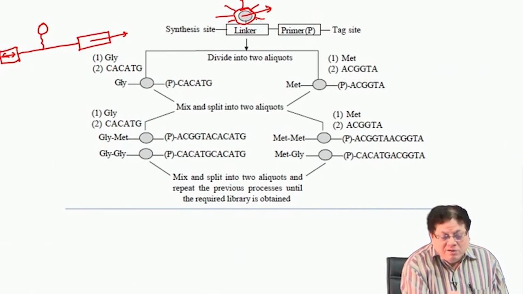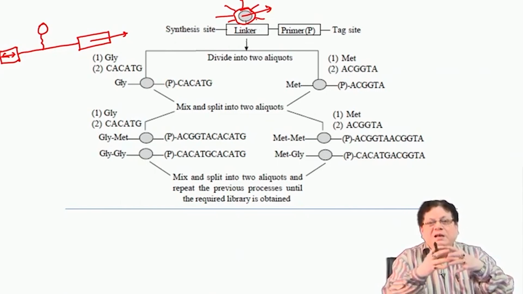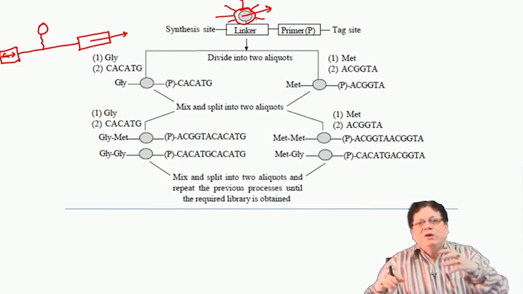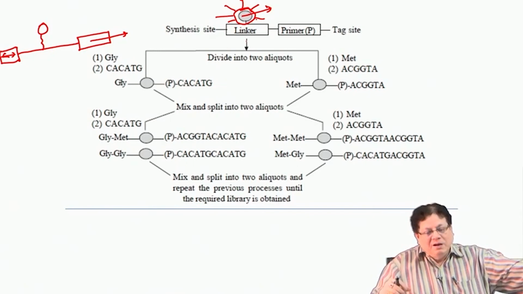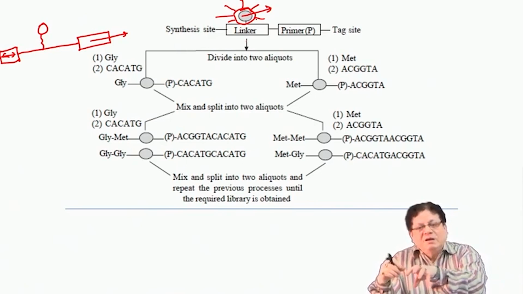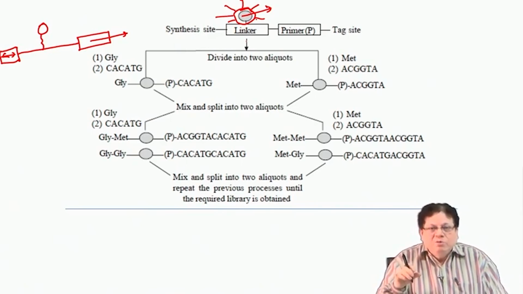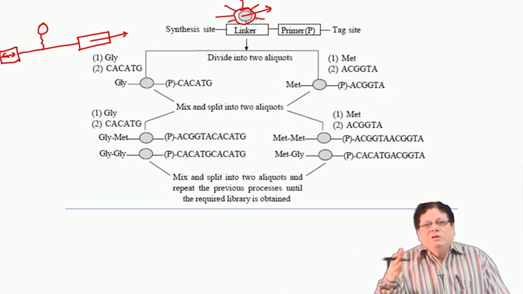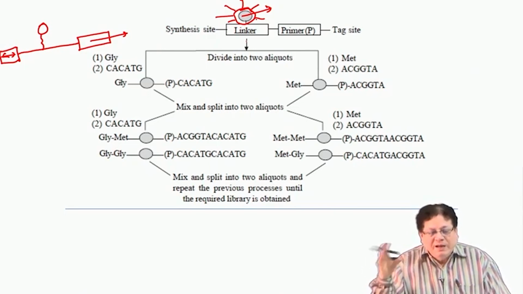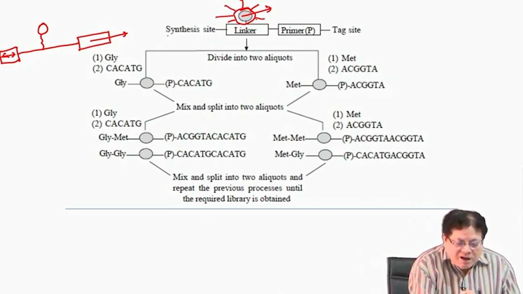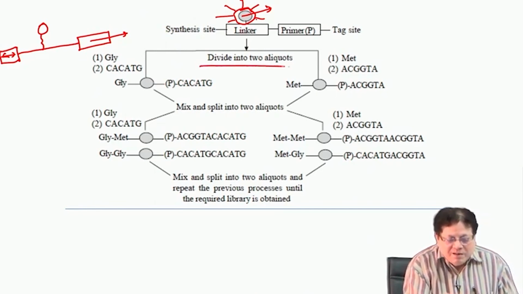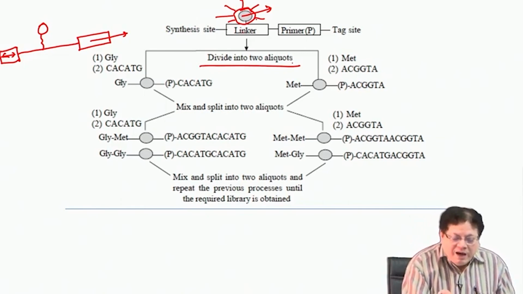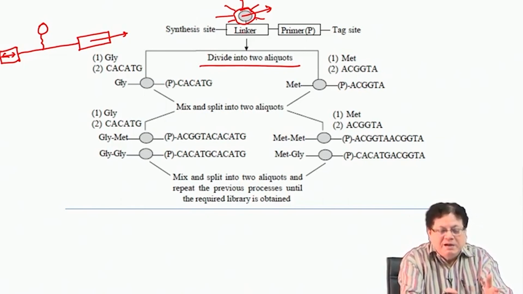So, what is done? You have a bead, you can forget about the linker for the timing. The bead has reactive sites. In one reactive site you are adding your A, B, C, D, E, F, and on the other side you are adding something which is easy to sequence. Okay. Suppose, in this case I just simplify it, I have separated the beads into two aliquots.